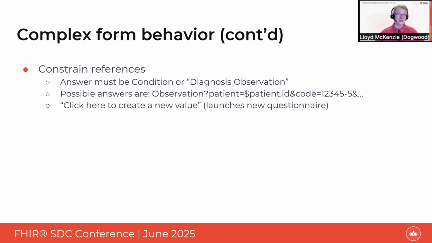But the base specification doesn't give you a heck of a lot other than you can have an answer of type reference. And SDC says, well, it'd be nice if we could say what kind of resource we were pointing to, and maybe what server to go look up the list of allowed values from, or maybe even let you create a new resource instance on the fly if you don't find what you're looking for. SDC has all of that.